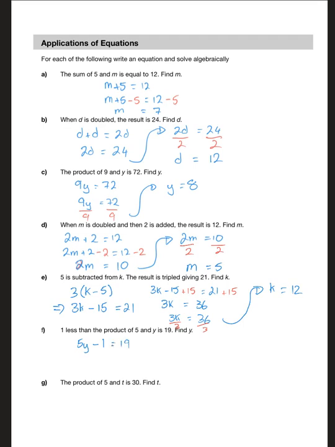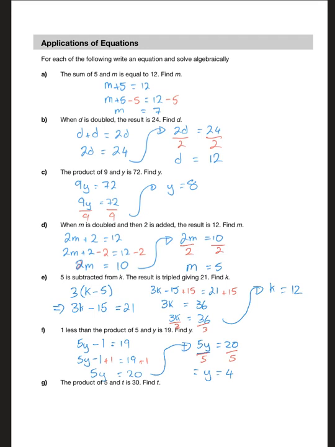and that says it's equal to 19. Okay, so we need to undo the minus 1, so that becomes 5y minus 1 plus 1 being equal to 19 plus 1. So that means we end up with 5y being equal to 20. Okay, and then we have to undo the 5y, so we end up with 5y equals 20, where we're going to undo the 5 by dividing both sides by 5 instead, which of course gives us y being equal to 4.